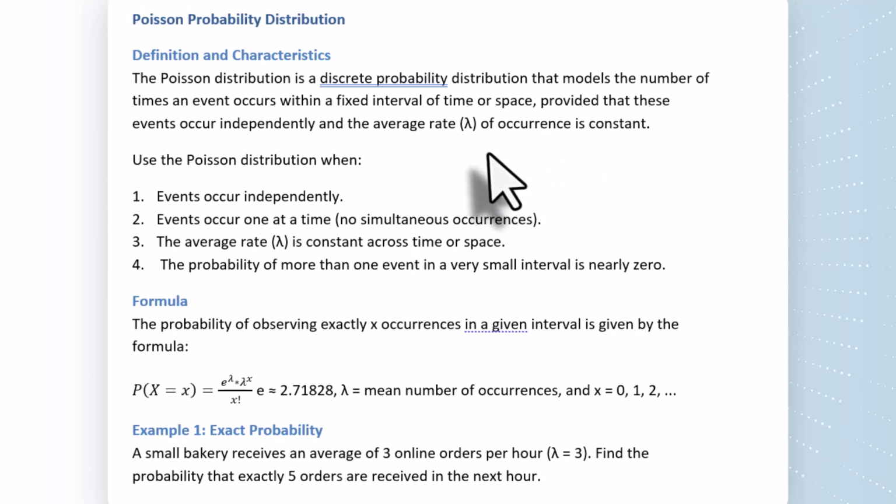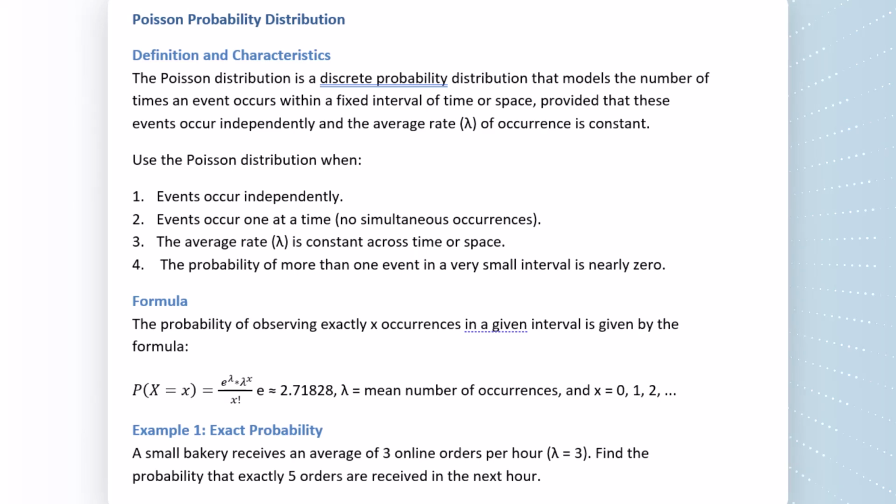Okay, this video is about the Poisson probability distribution. I'm going to give you a brief definition and explanation of this distribution. It's very easy to use if you are using StatCrunch, even if you're doing calculations by hand.